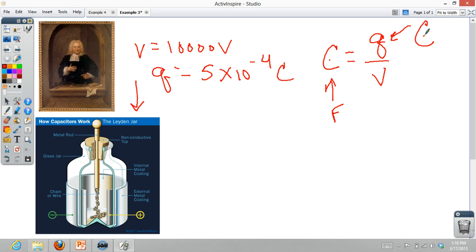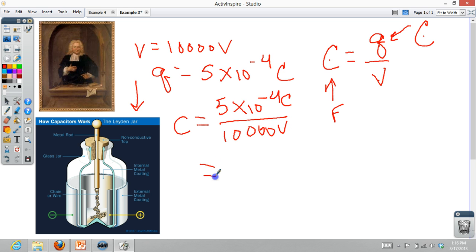They are totally different. If we want to find the capacitance, we can say C is equal to Q over V. And let's go ahead and put our Q in, which is 5 times 10 to the negative fourth coulombs. And we'll divide that by the 10,000 volts that was stored in that Leyden jar. If you do your math, you should end up with 5 times 10 to the negative 8 farads. And so we just use a capital F for it.